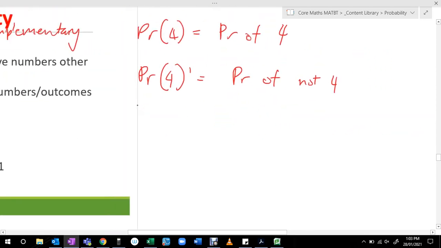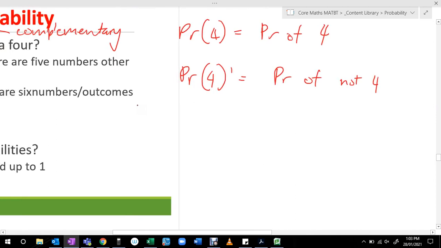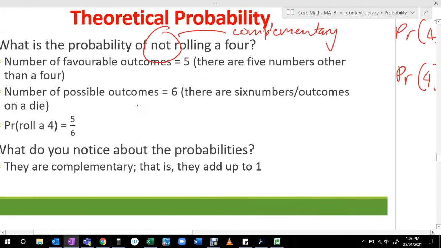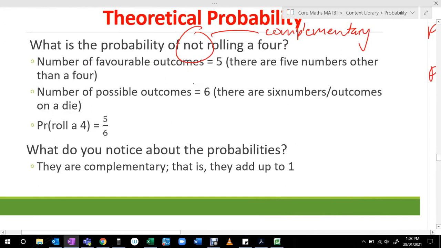Okay, so probability of not 4. Depends if you have more than one event too. Okay, so in this case, probability of not getting a 4, I'll just go with not 4 for now, so people don't get confused.